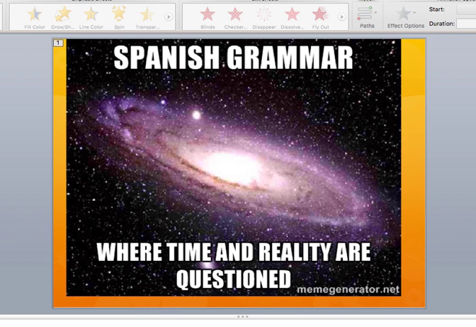Today we will discuss time in grammar and how in Spanish we consider time and reality when we write grammar. For example, we consider time when we write in the past, the present, and the future, obviously, and we consider reality when we speak or write in the subjunctive.